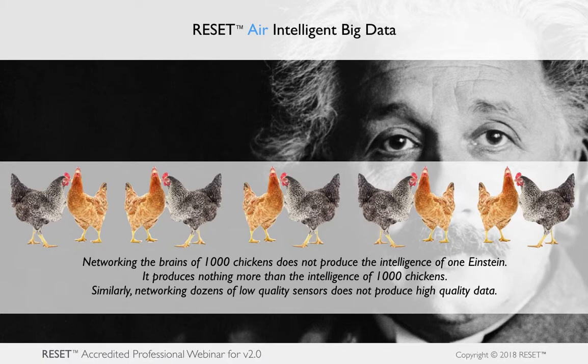So said another way, and the slide is trying to make an obvious point here, if you're networking the brains of 1,000 chickens, it's not going to produce the intelligence of one Einstein. It's going to be nothing more than the intelligence of 1,000 chickens. So similarly, working with dozens of low-quality sensors is not going to produce high-quality data for you. So please don't deploy an army of low-grade, poor-quality monitors and expect to yield high-quality results.